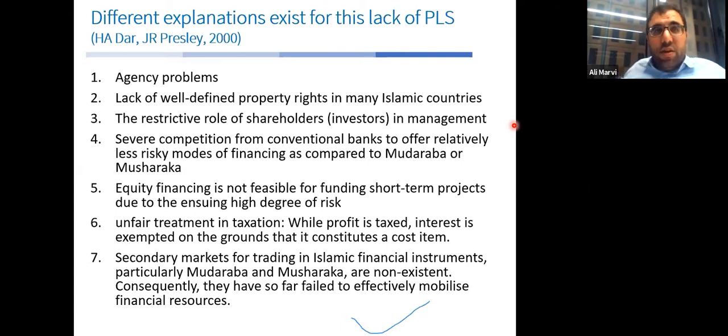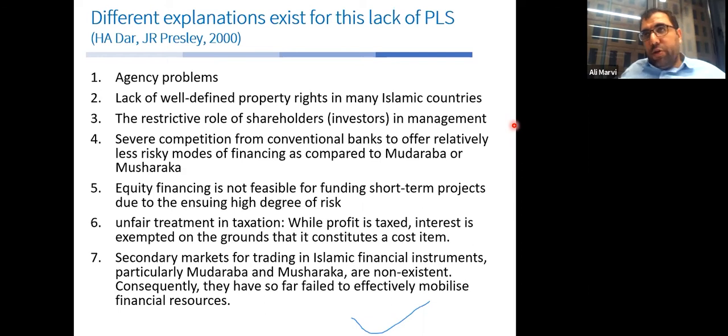The second explanation that they offer, based on what is presented by Islamic scholars, is that we have a lack of well-defined property rights in many Islamic countries.